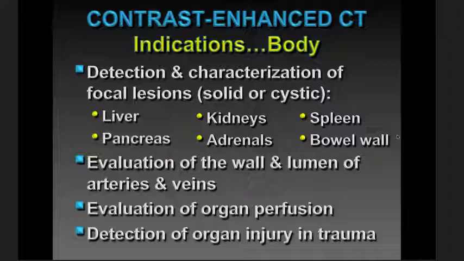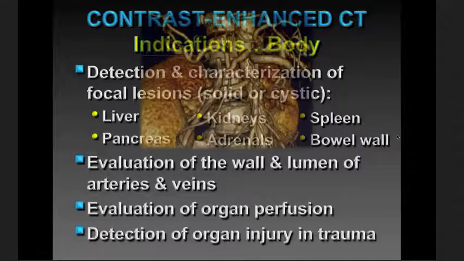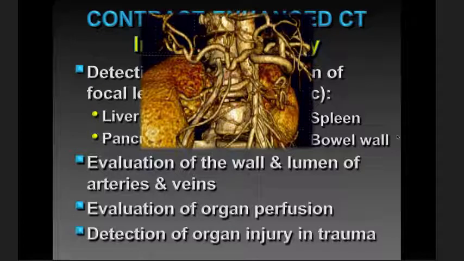The spleen can be challenging as well because of the unusual enhancement pattern. And the bowel wall is a tough area because sometimes luminal contents will make it difficult to find bowel wall lesions. Here's an example of a patient who had a CT angiogram for evaluation of the pancreas.